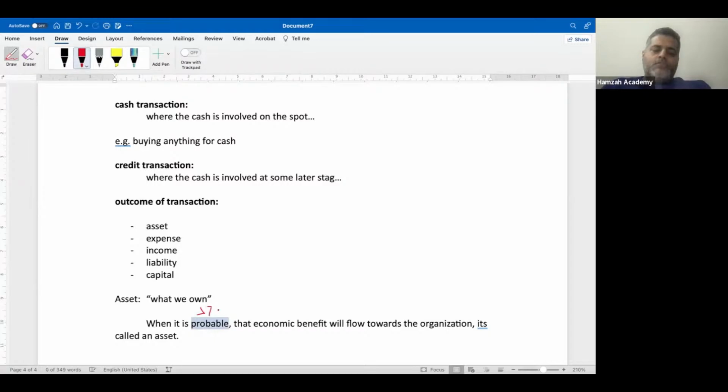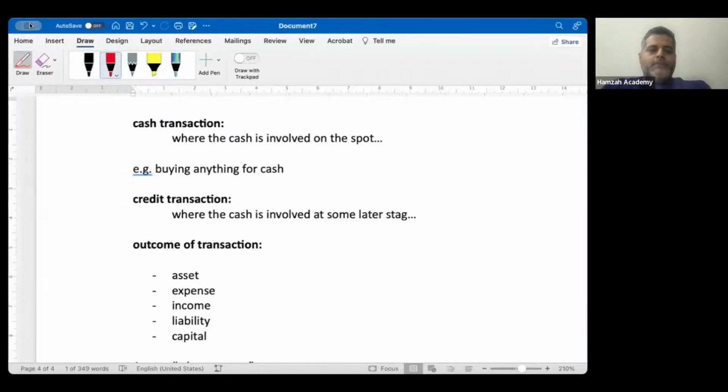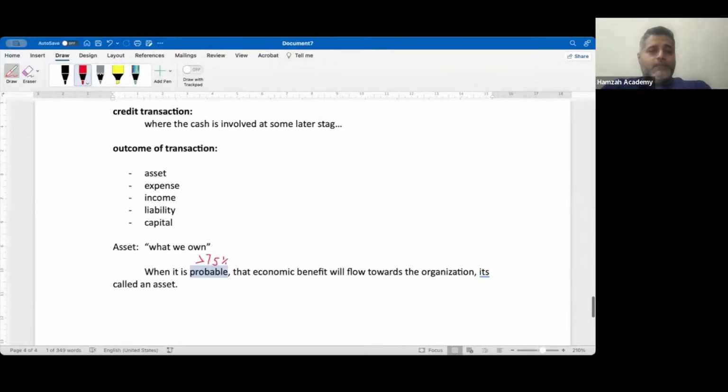Probable means more than 75%. When you are more than 75% confirmed that you are going to get an economic benefit, a benefit which is going to be evaluated in terms of the monetary value, right?